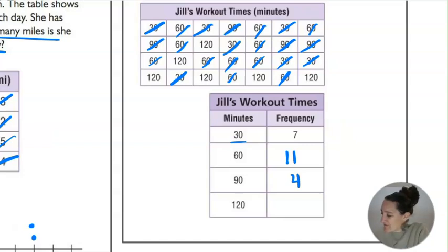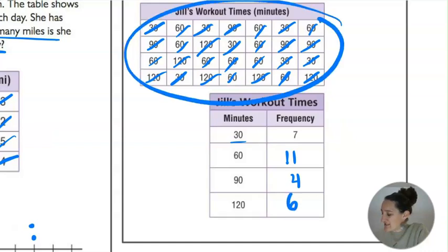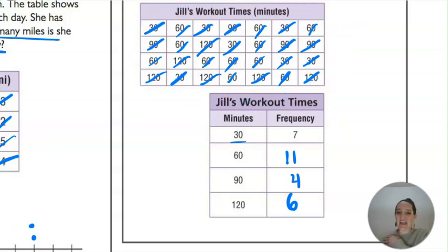And how many times did you work out for 2 hours? 1, 2, 3, 4, 5, 6. And I can look over and see that I've crossed everything out so I didn't miss anything. So here is a frequency table.